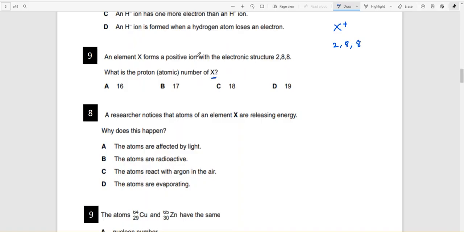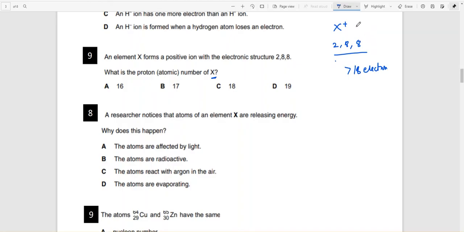If the positive ion that X forms has this electronic structure, it means that X must have greater than 18 electrons, because it has already lost an electron. One or two or three electrons have already been lost, because it's a positive ion, and after losing them it has this many electrons. So the answer cannot be less than or equal to 18. Electrons have to be greater than 18 for its proton number to be greater than 18.